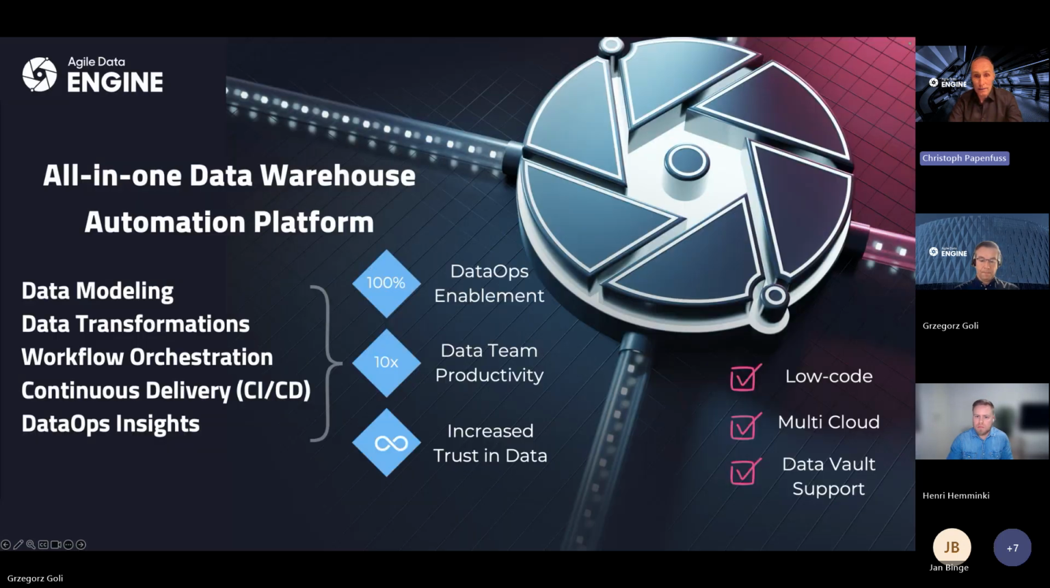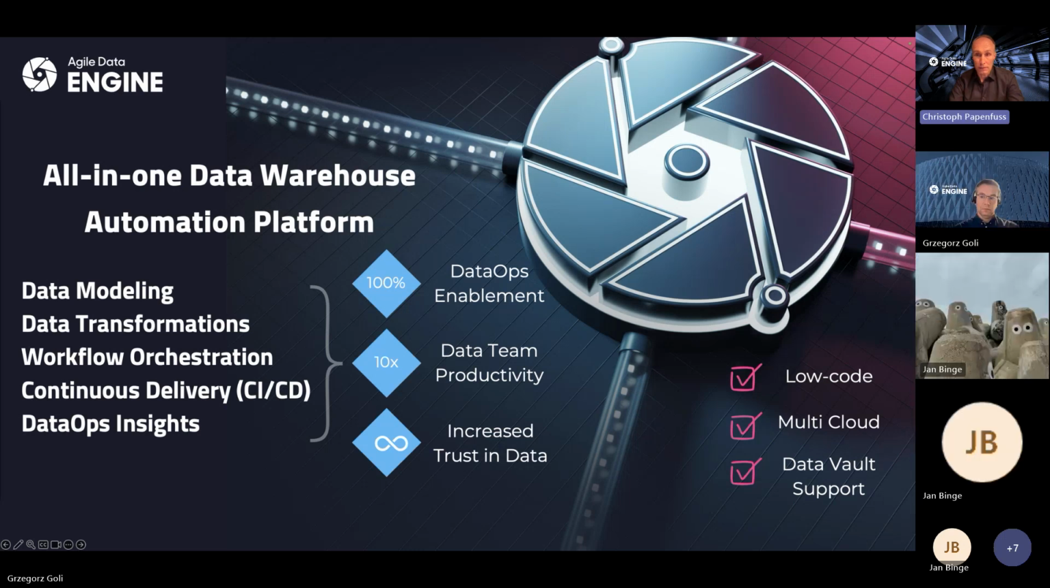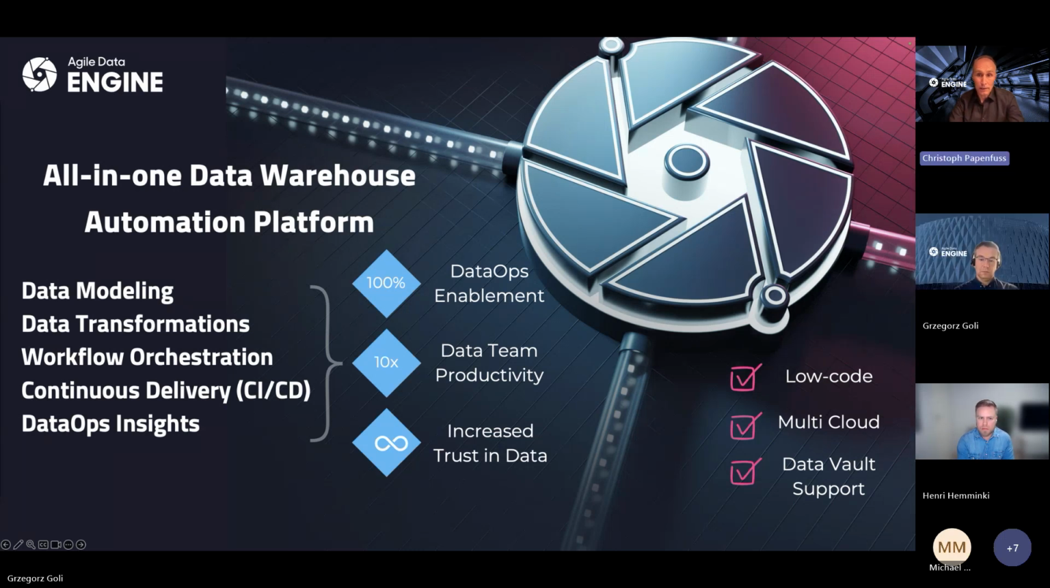Next slide. So what is it that we do? We at Agile Data Engine, we have one product only to make it easy for everybody, and it's called Agile Data Engine. What we offer is an all-in-one data warehouse automation platform. And when I say all-in-one, it means we're basically combining the functionality that you would usually find in multiple different tools from different vendors that would have to be integrated in a single platform, which is our platform. And it starts with data modeling, data transformations, workflow orchestration, and then probably the centerpiece of our solution, CI/CD, continuous delivery. This really tremendously speeds up the development process, and our customers really appreciate this.